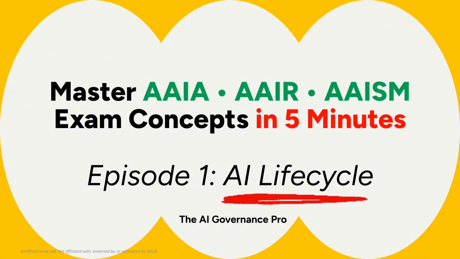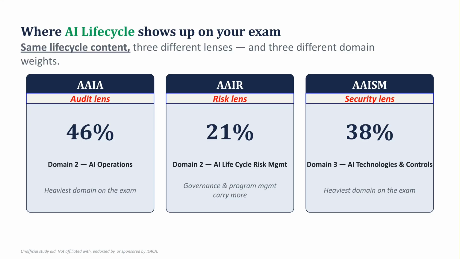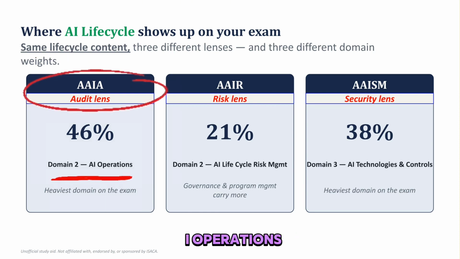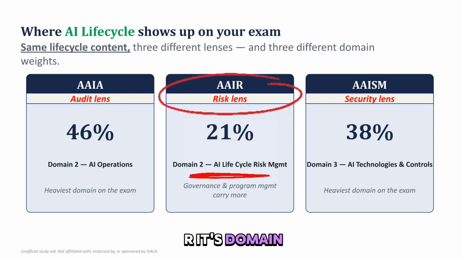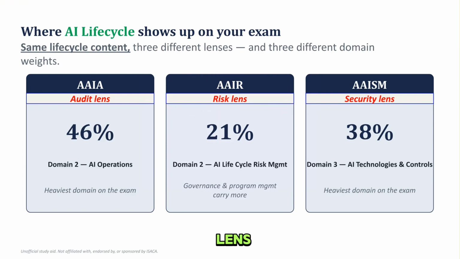Today's concept, the AI lifecycle. Let's get into it. The AI lifecycle isn't some side topic. It shows up as a major domain on all three exams, just seen through a different lens each time. On AAIA, it's Domain 2, AI Operations, and that's the audit lens. It's the single heaviest domain on the exam at 46%. On AAIR, it's Domain 2, AI Lifecycle Risk Management, the risk lens. It's 21% of that exam.